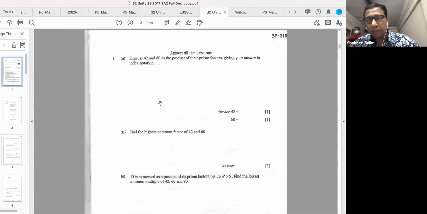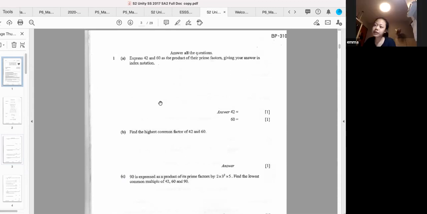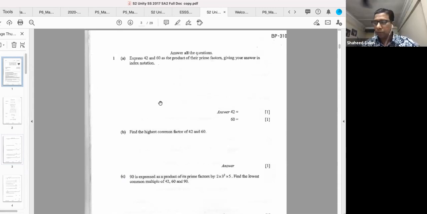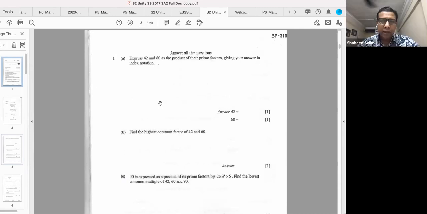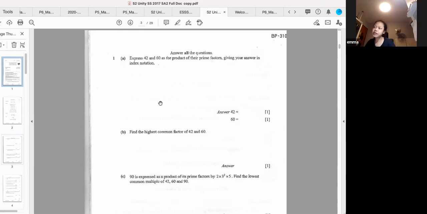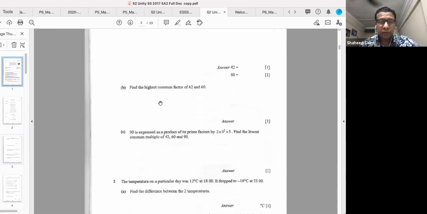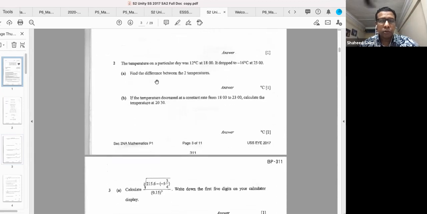Okay, what's the answer? 2 times 3 times 7. Okay, good. Then for 60? 2 times 2 times 3 times 5. Highest common factor? Six, okay. LCM? 1260. Okay, well done. That's for, okay. Number 2?